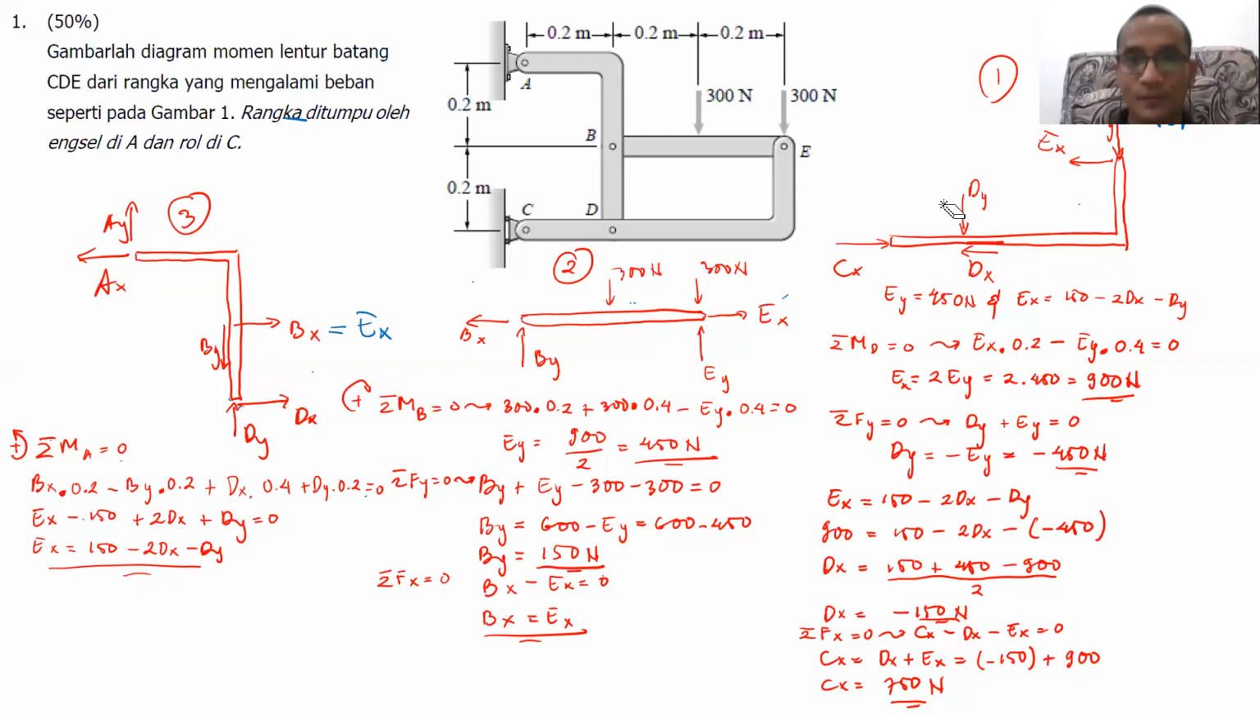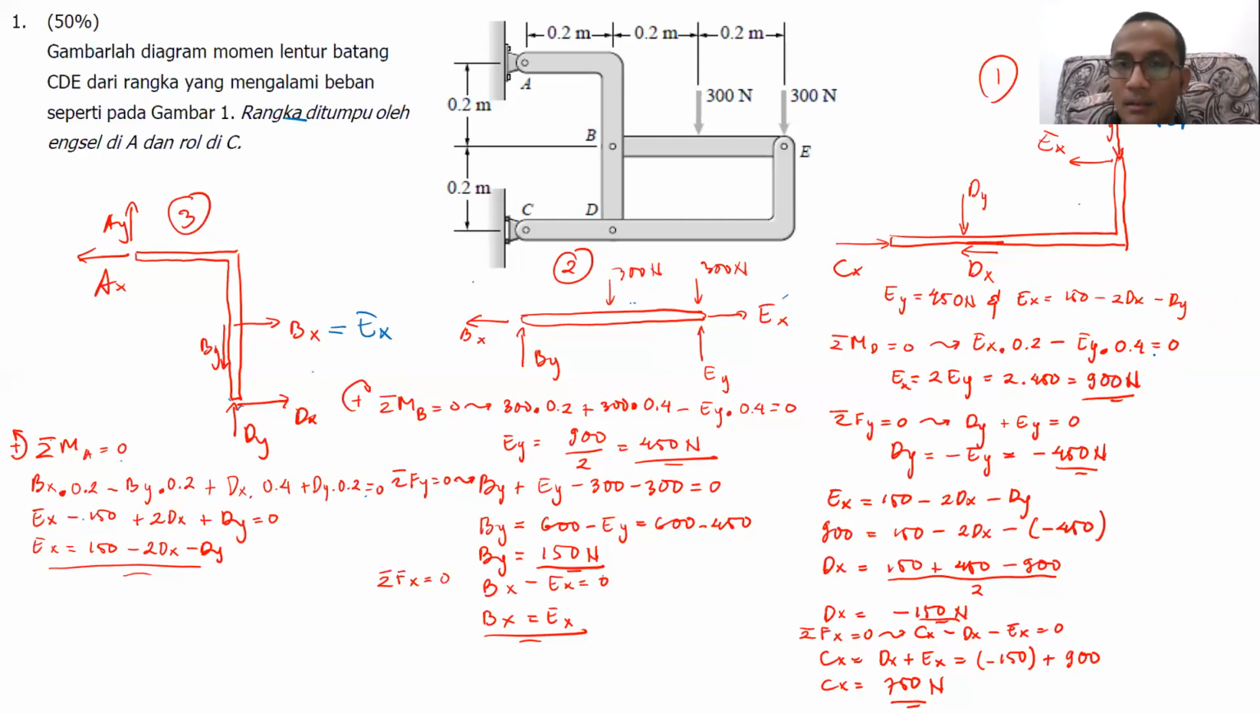Now let's try to solve it, right? Using sigma moment at D. Okay, I use sigma moment at D because I already know the value of Ey. By doing so, I can eliminate everything beside Ex and Ey. Okay, that's why I will be able to find the value of Ex using sigma moment at D. Okay, by doing so, if counterclockwise is positive, Ex multiplied by 0.2 minus Ey multiplied by 0.4 equal to 0. That's sigma moment at D.